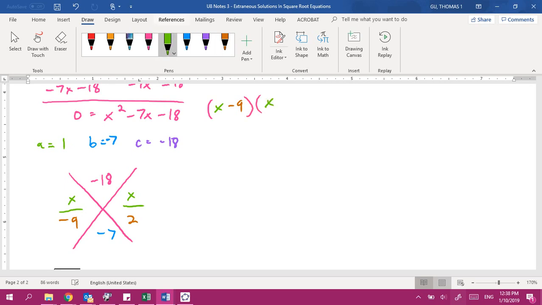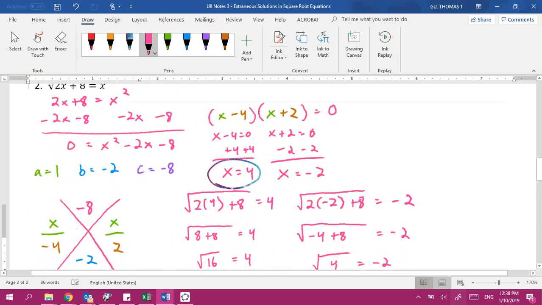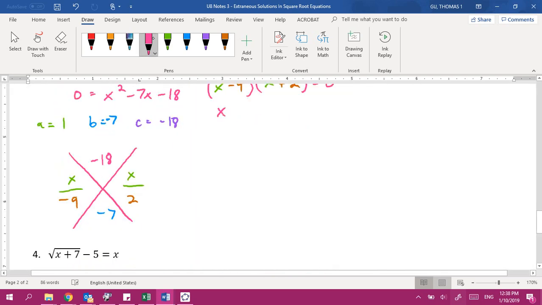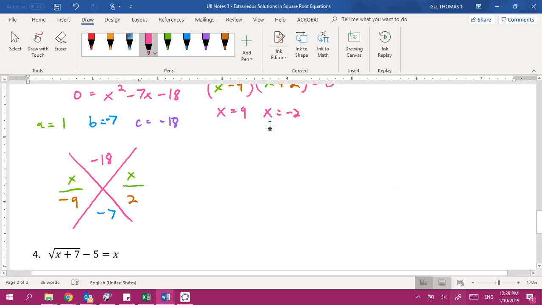Times x plus 7. x minus 9 times x plus 2. Very good. Equals 0. So then, as you said, x equals 9 and x equals -2. All right, so we get x equals 9 and x equals -2.